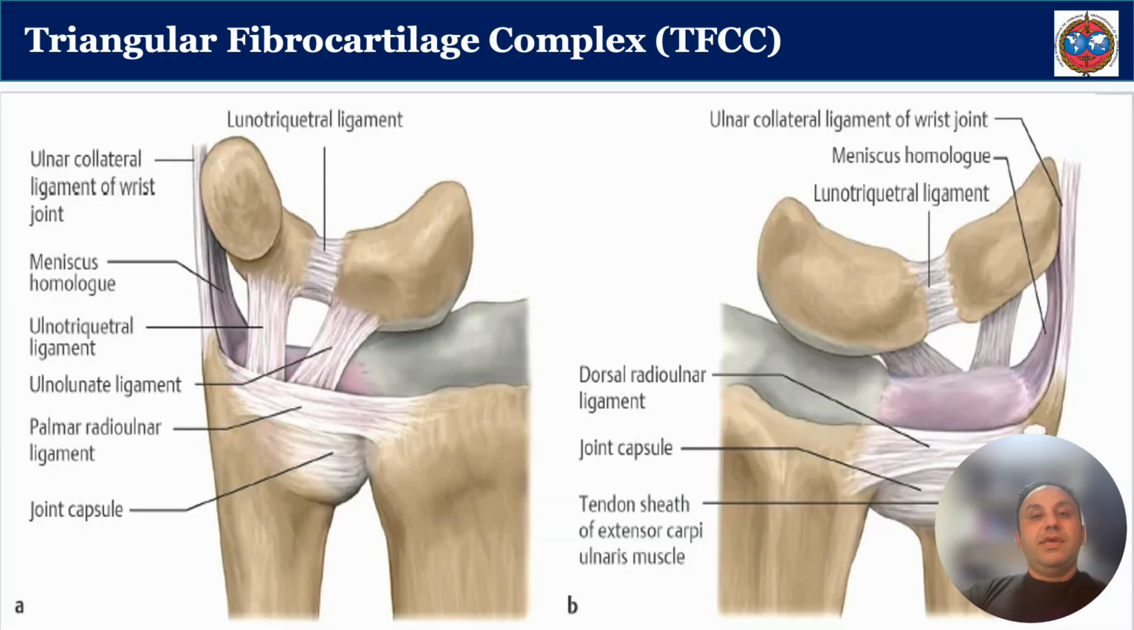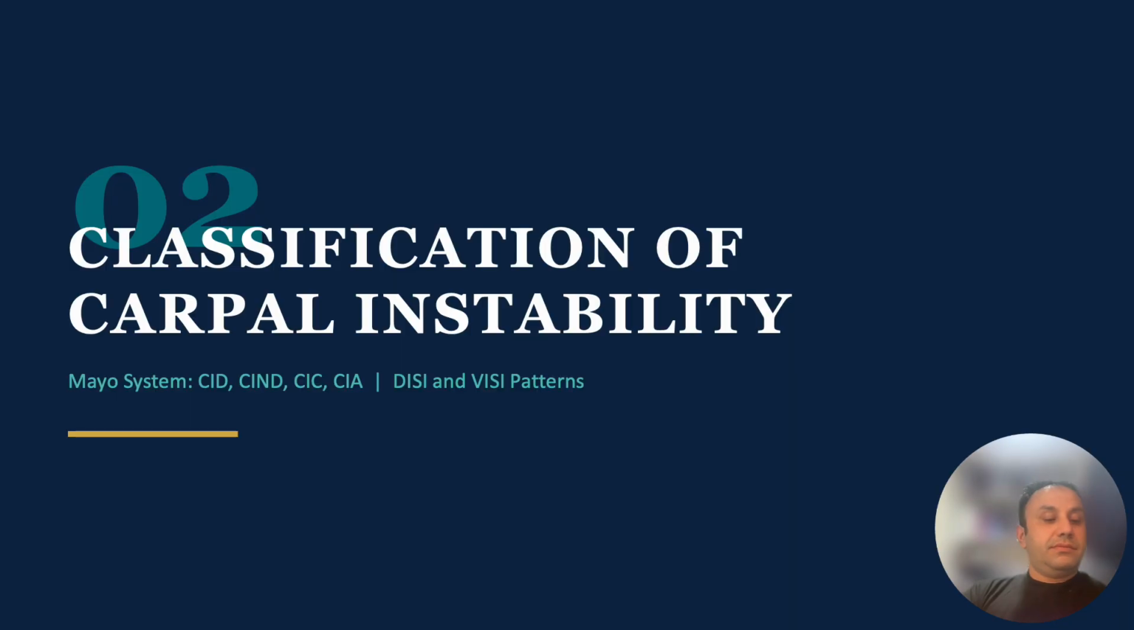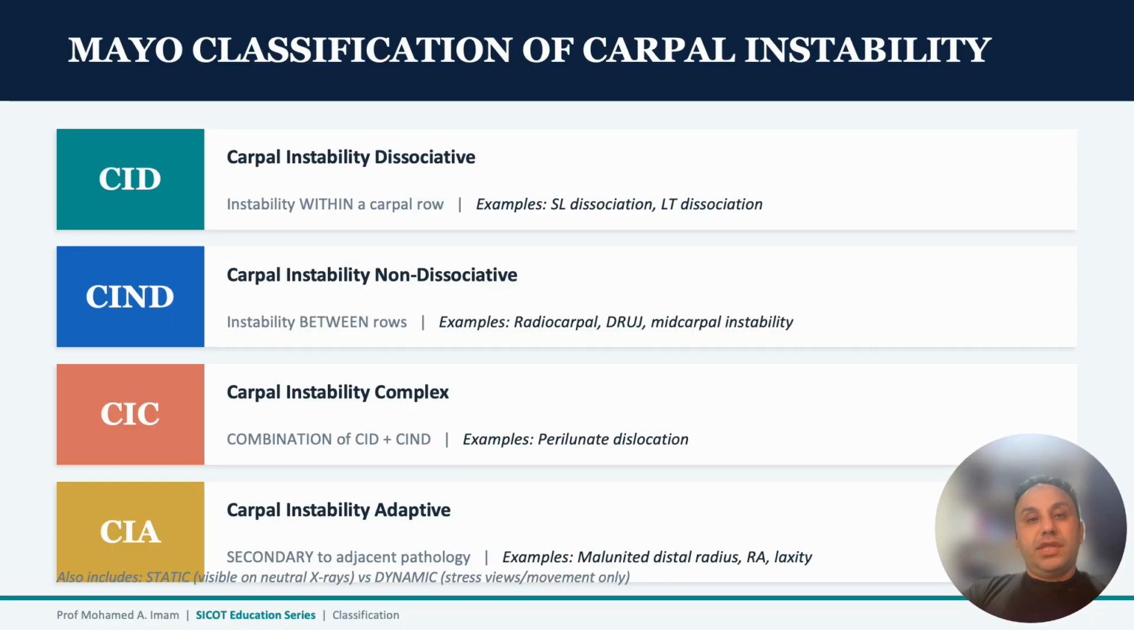And you can see them clearly in this diagram. Here's what I found. There are multiple classification systems. The most commonly used is the Mayo classification, based on anatomical location rather than mechanism. Coney later on expanded that into 4 categories.